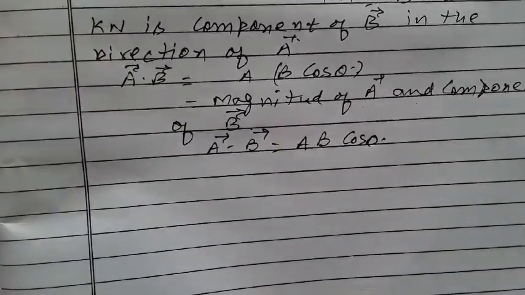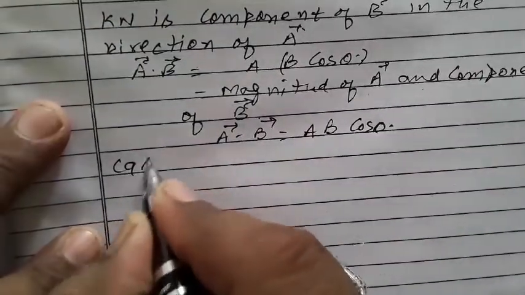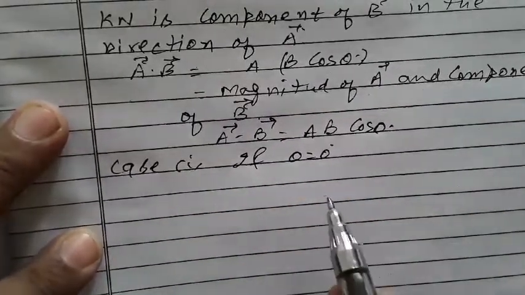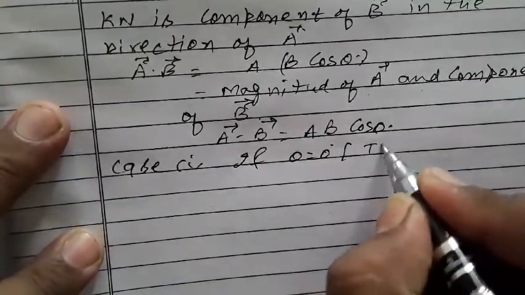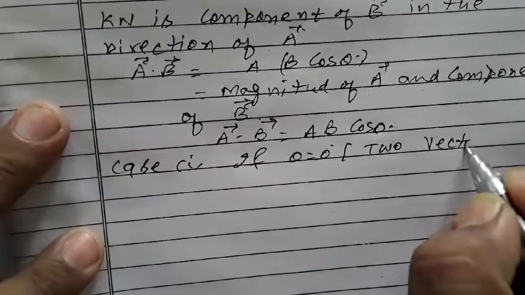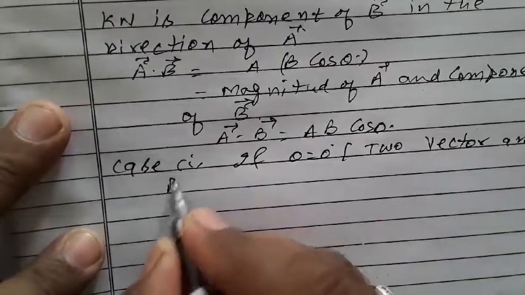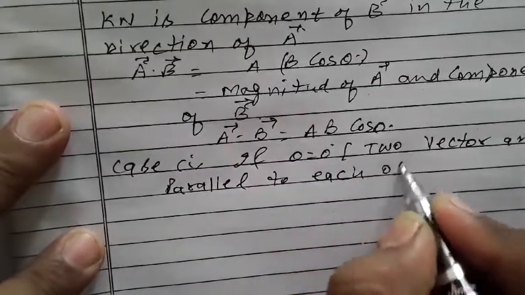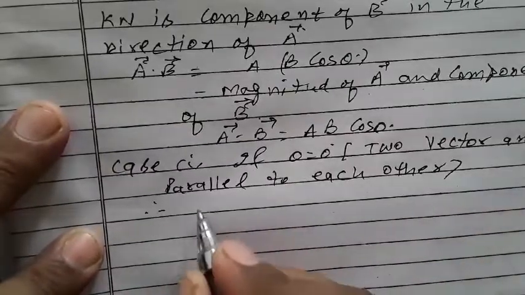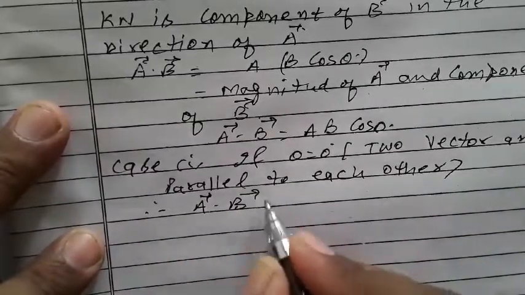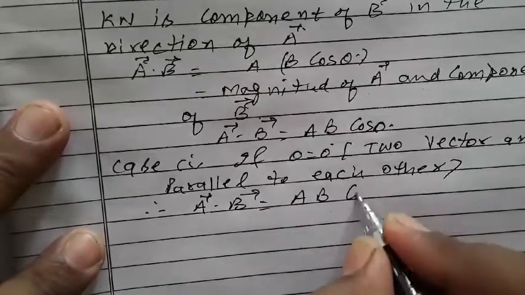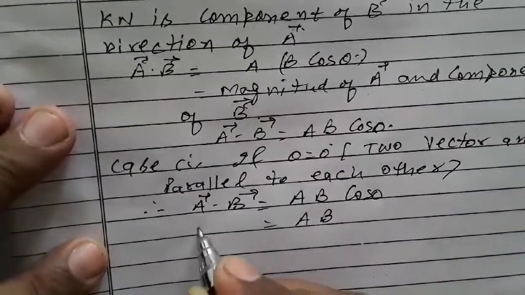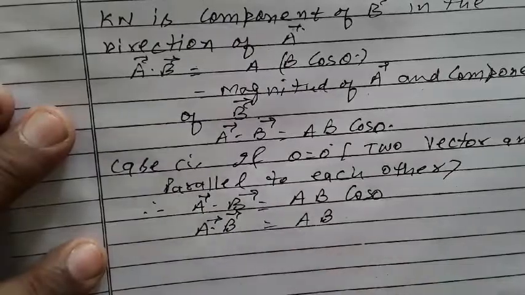Now the cases. If theta is equal to 0, this is the angle between a and b, it means the two vectors are parallel to each other. We can write a vector dot b vector is equal to a into b cos 0. Cos 0 is 1. So a vector dot b vector is equal to ab.